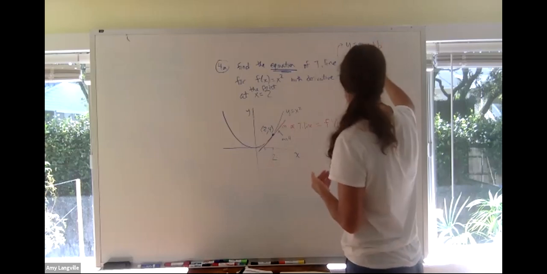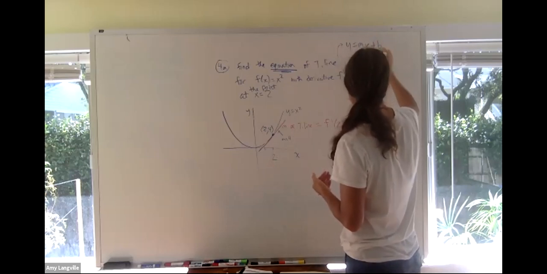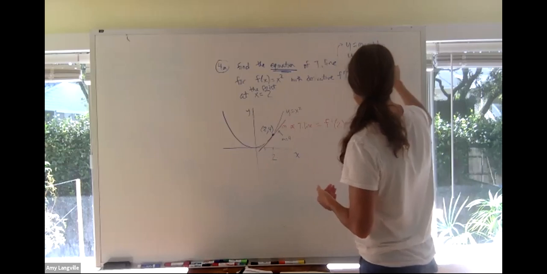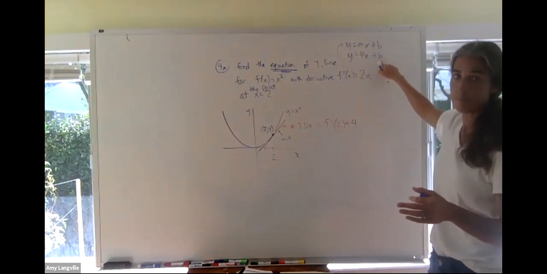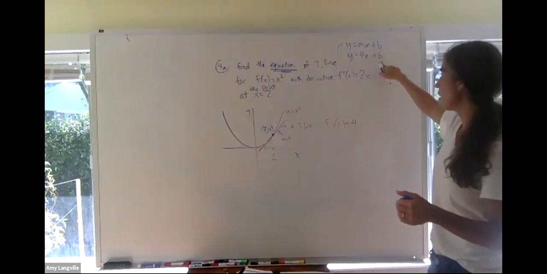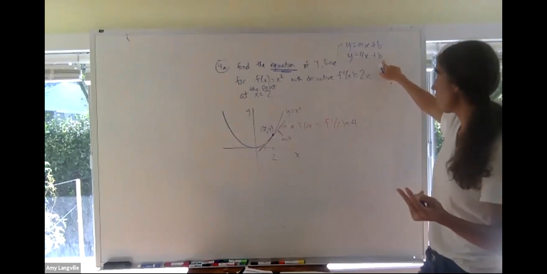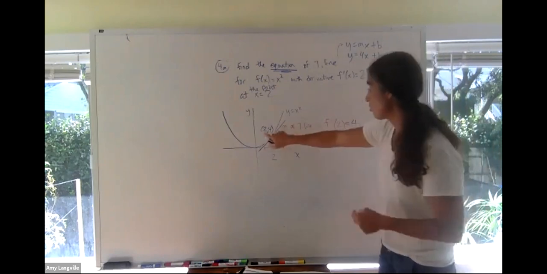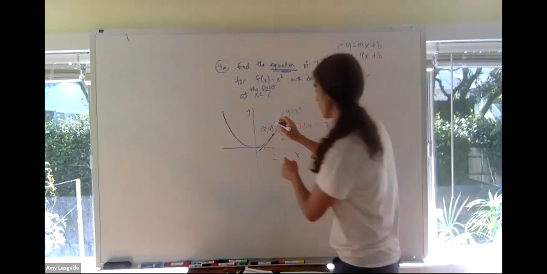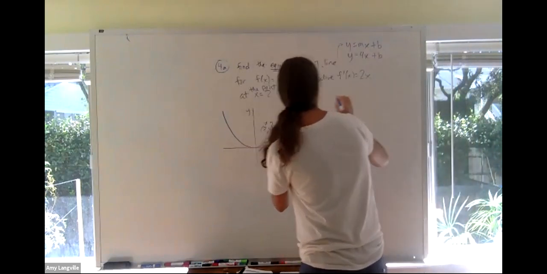We already know what the m is, that's 4. We just have to figure out what the b is, and we'll be done. Well, how do we do that? There's like 3 letters right now, but we know 2 of those letters. We know x is 2 and y is 4, right? Because points are always x, y. So we can plug those in.